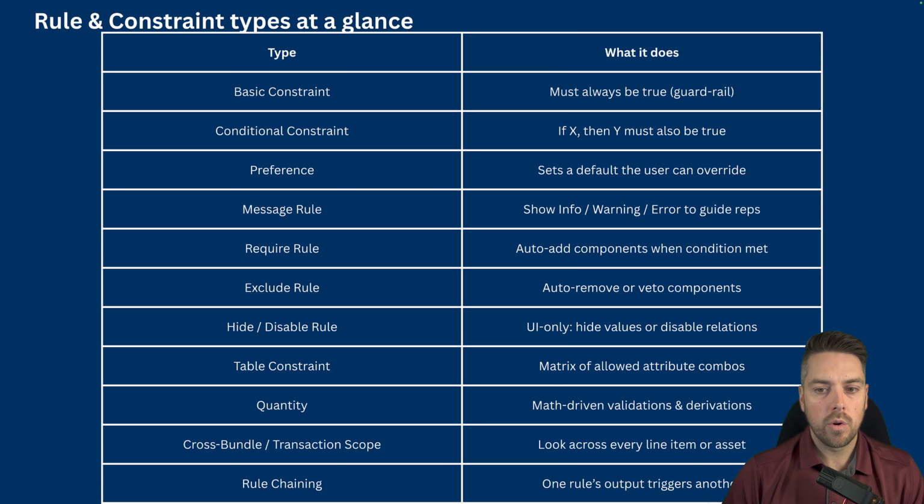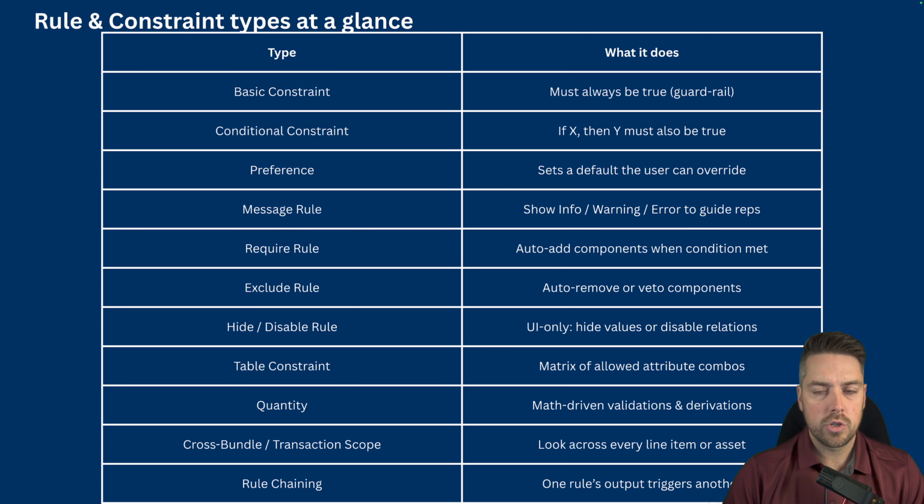You can have require or exclude rules. So if you want to auto-add components to your bundle when specific conditions are met, or if you want to exclude some specific components in specific conditions, then you can do that. You can also have rules that allow you to either hide attribute values or disable components. So you can do that as well.